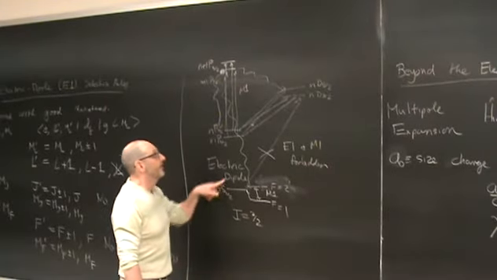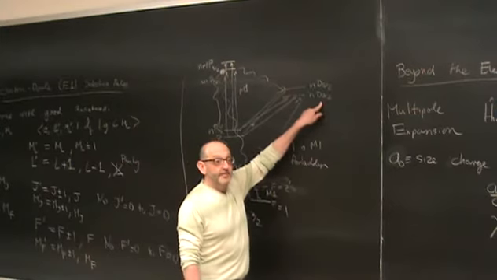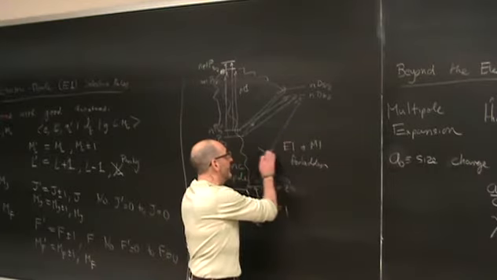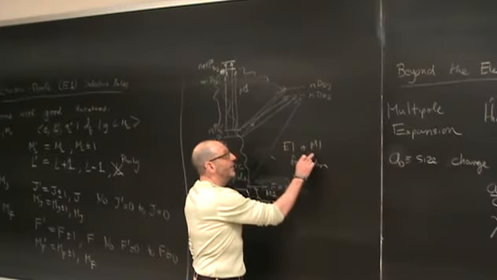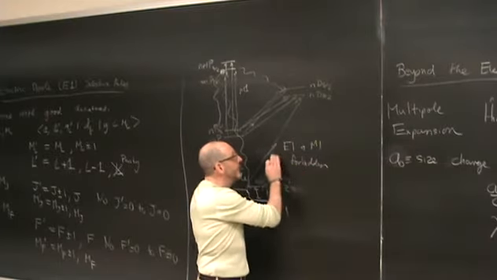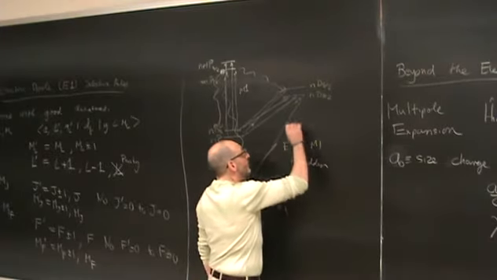S1/2 to D3/2. What do you think about that? It's E1 and M1 forbidden, but it's perfectly good E2 allowed.